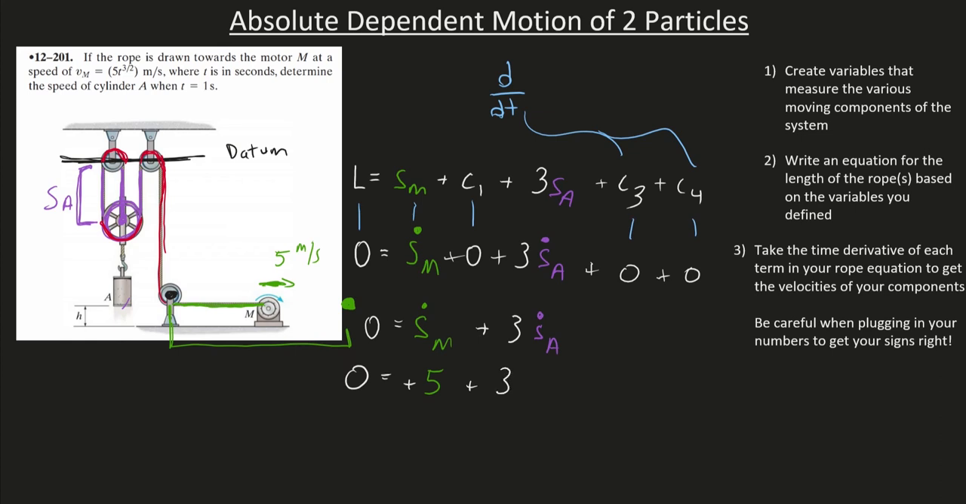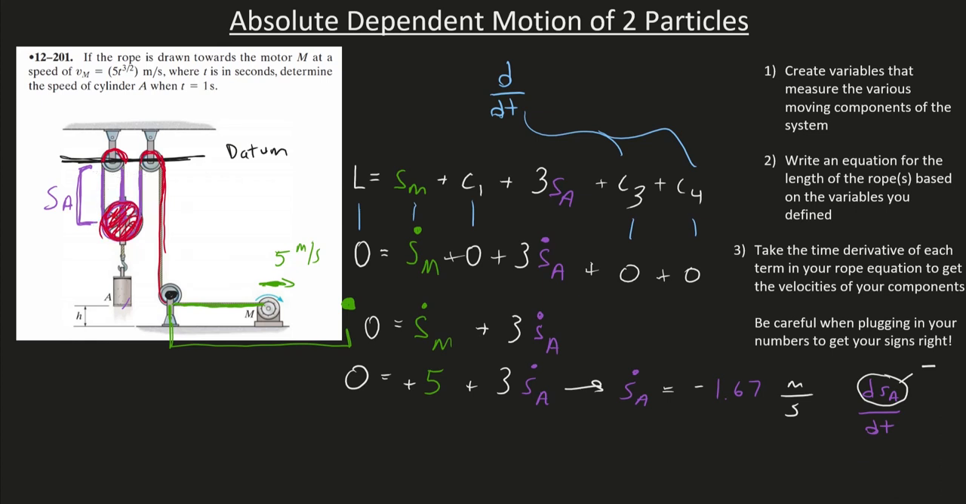And with that, we can solve for the velocity of my pulley right here. And doing that math, we'll get a negative 1.67. So remember, SA dot is the instantaneous rate of change of my variable SA with time. We're getting a negative, which means my SA number, that SA length, is decreasing, which in turn means that this thing must be going up. That's what it implies.